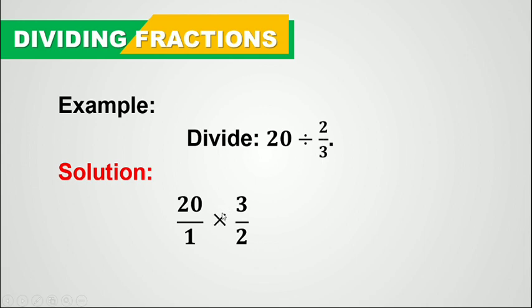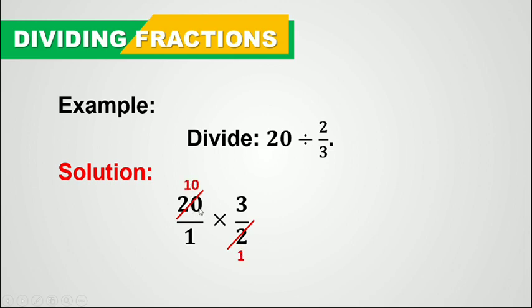So you look here, the numerator 20 and the denominator 2 have a common factor, which is 2. So let's divide them both by 2. So 2 divided by 2, that's 1. And 20 divided by 2, that's 10.